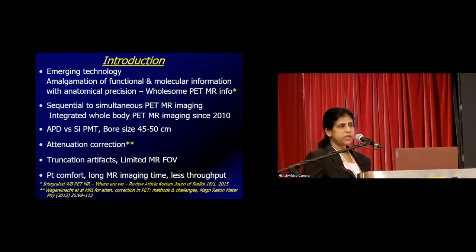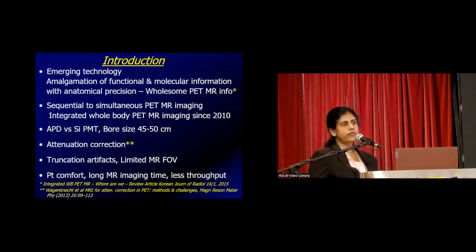The main technical challenge after this was to address the attenuation correction, where the Dixon image sequences are taken to produce a better, higher image quality. Because of the reduction in the bore size from 70 centimeter in the PET-CT to 40 to 50 centimeter in the PET-MR, we get to see truncation artifacts because of the limited field of view. So this also has to be taken care of, and it was taken care of in the present system which is available.